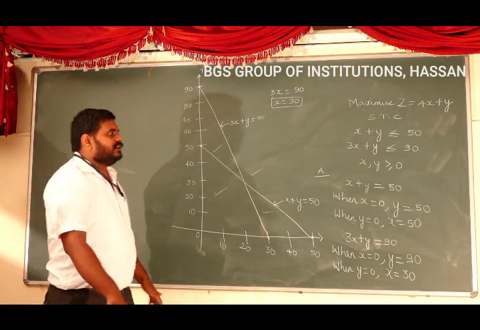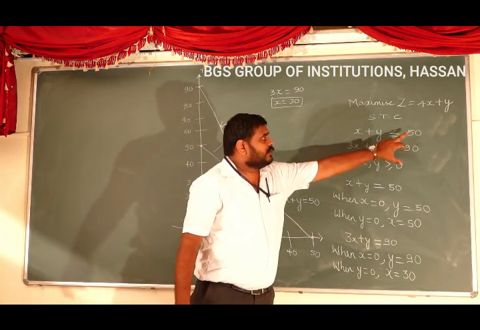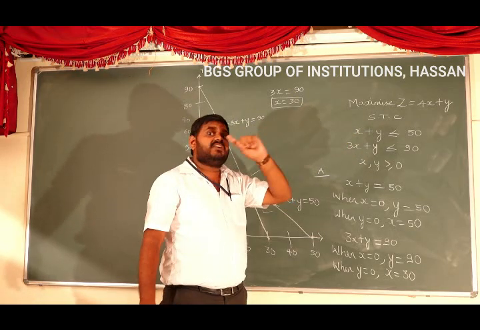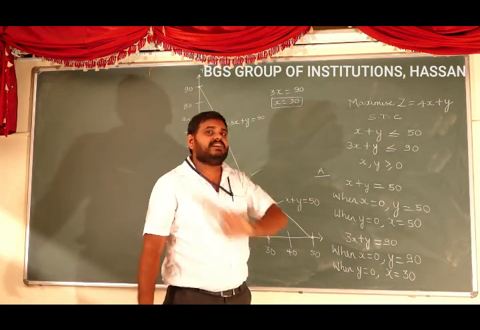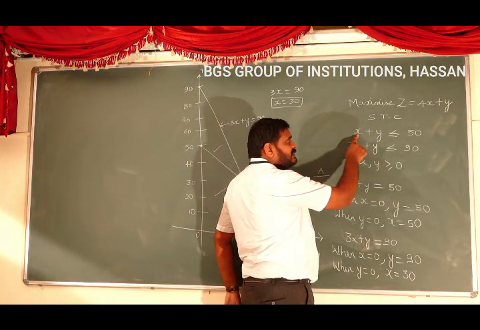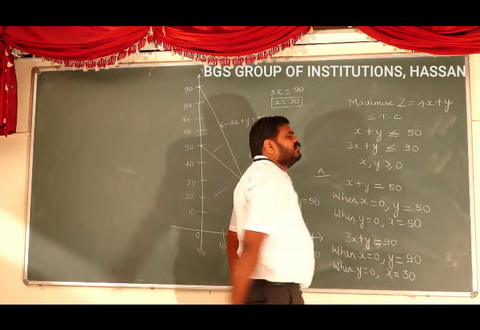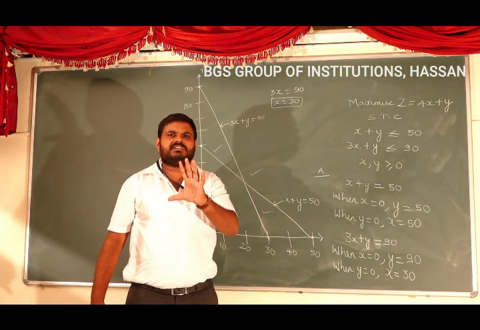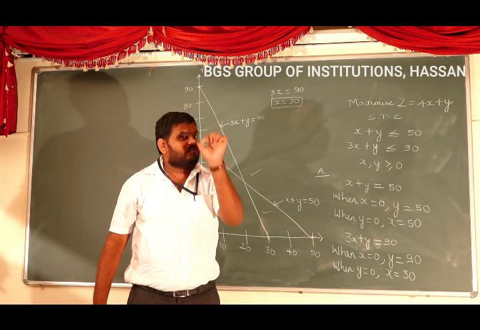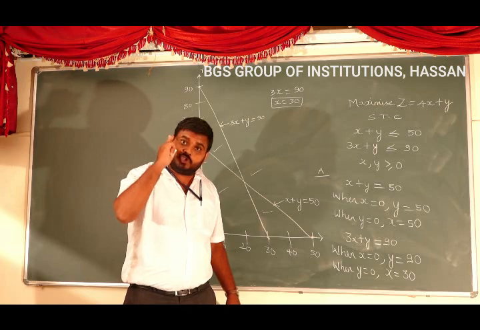Now for that, let me take the first condition, x plus y is less than or equal to 50. For that condition, put both x equal to 0 and y equal to 0 simultaneously, which means in both cases I need to put 0 at a time. 0 plus 0 becomes 0. 0 is less than or equal to 50. In general, is 0 less than or equal to 50 true or false? Obviously, it is true.